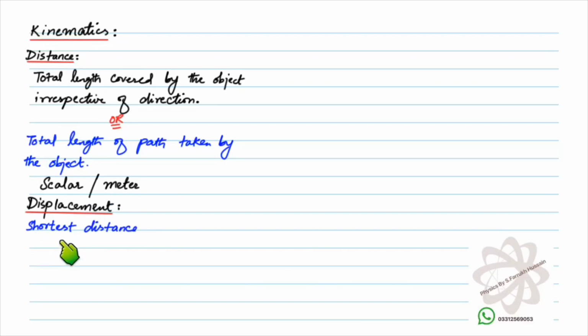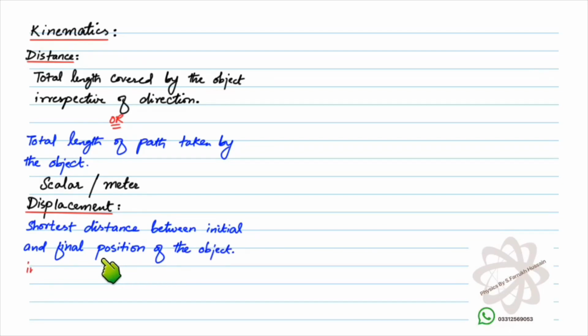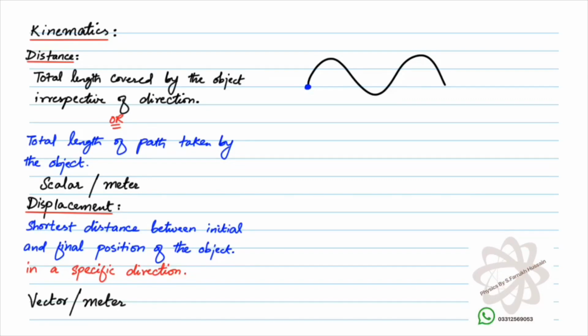While displacement is the shortest distance between the initial and the final position of the object in a specific direction, which means that displacement is dependent upon direction and it is a vector quantity and its unit is meter. I have made two lines, and these are two positions A and B. A is the initial position of the object while B is the final position of the object.